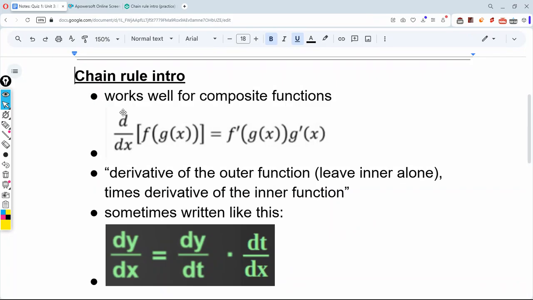All right, so the chain rule works well for composite functions. The basic chain rule: the derivative with respect to x of f of g of x equals f prime of g of x times g prime of x. The way I remember it is: the derivative of the outer function, you leave the inner function alone, times the derivative of the inner function.